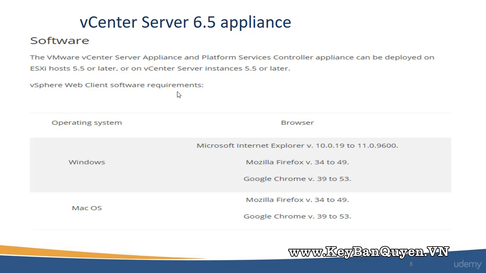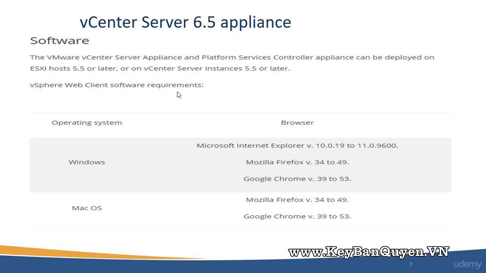So the VMware vCenter Server Appliance and Platform Services Controller Appliance can be deployed on an ESXi host 5.5 or later. That means if you want to install the vCenter server inside a virtual machine, that virtual machine should be hosted on an ESXi host 5.5 or later. In our situation, we use only the latest version, 6.5, so we don't have a problem. Or on a vCenter server instance 5.5 or later. This is another option you can use to install the vCenter server.